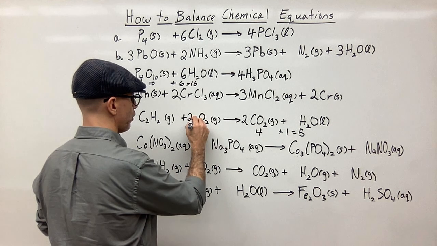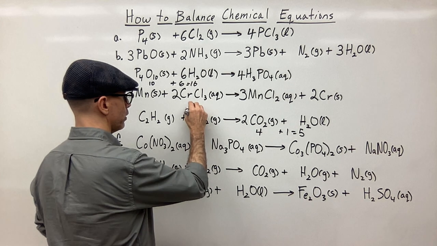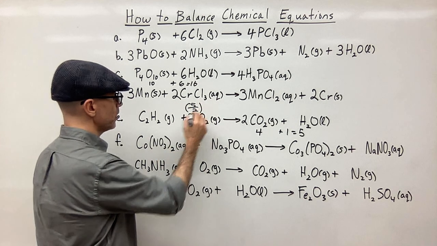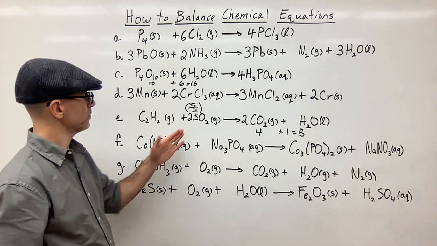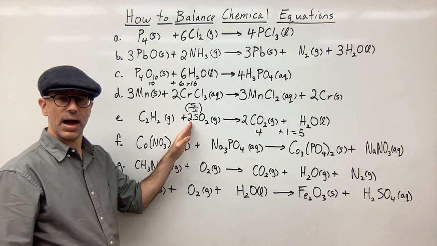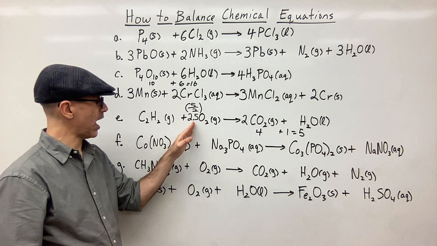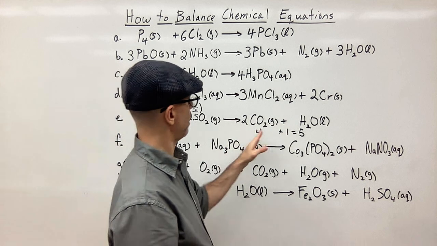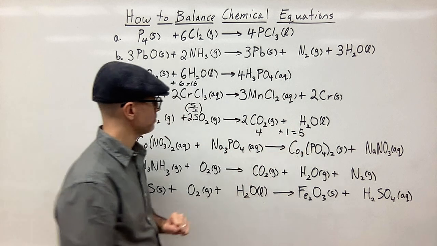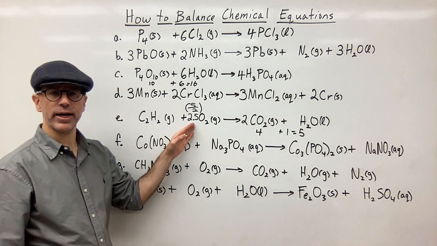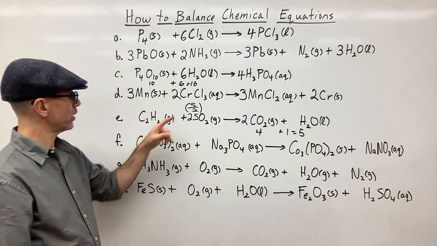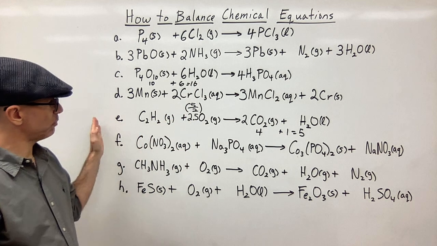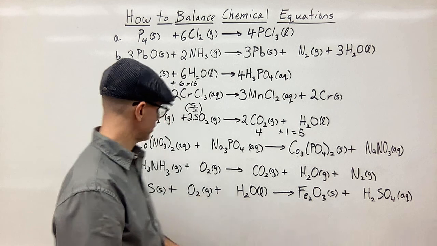So 2.5 or 5 halves would be the fraction. And so that balances my equation because now I have 5 oxygens on this side. 2 times 2.5 is 5. And then I have 4 plus 1 gives me 5. But I can't keep it this way. I have to get rid of the fraction. So to get rid of the fraction, I need to multiply by 2. If I do that, I need to multiply everything by 2.